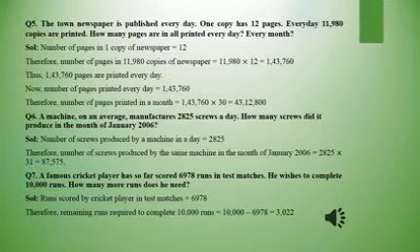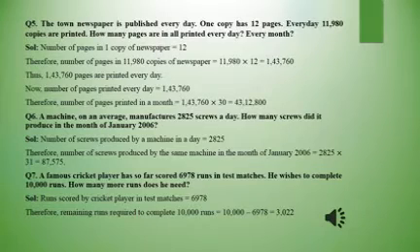The question says that we have to calculate how many pages are printed every month. So for calculating every month, we multiply 1,43,760 by the number of days in a month, that is 30, which is equal to 43,12,800.